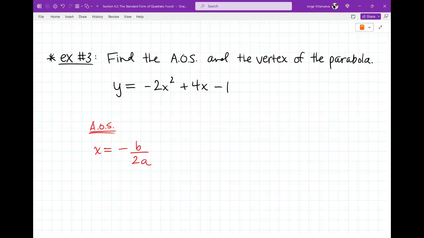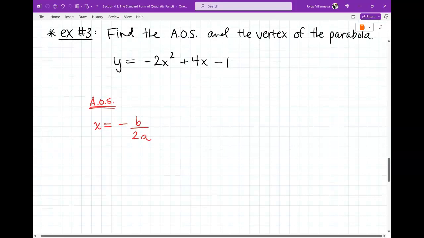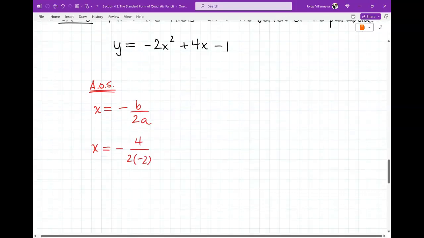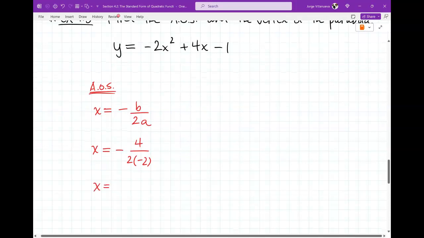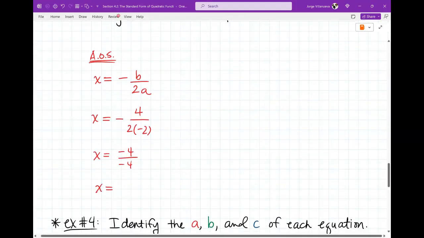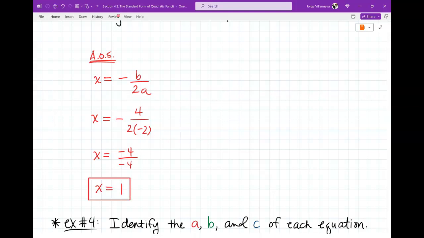All right. Now that minus is important. Make sure you always put it there because it can change the signs on some of the numbers. What is my B term? 4. And then 2 times, what's my A term? Negative 2. Thank you. So we have X equal to negative 4 over negative 4. So that's equal to 1. There's my axis of symmetry. I'm going to put a little box around that one because that one's finished.